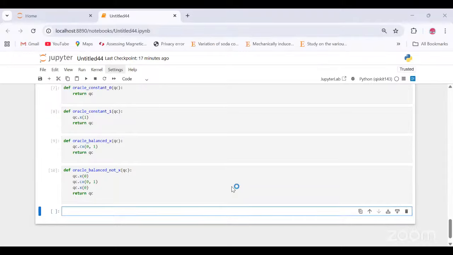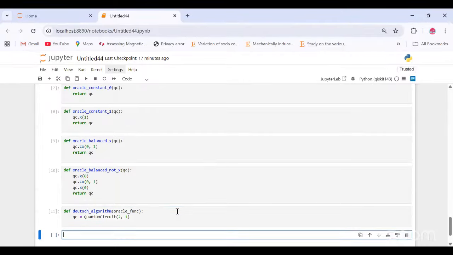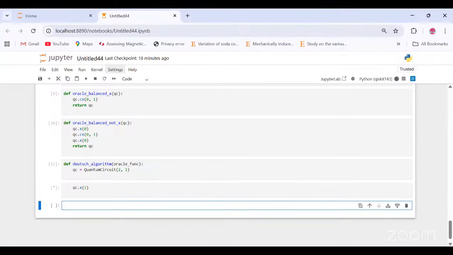Now applying the, now there is a working circuit. We create a circuit with two qubits and one classical bit. The first qubit holds the input, and the second qubit is the work qubit used by this oracle. And now we are initializing the second qubit. It requires the second qubit to begin in the state 1. That's what we set here.